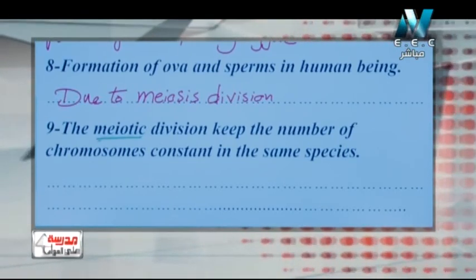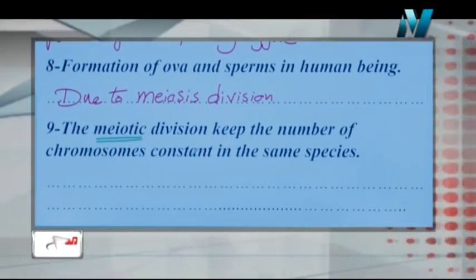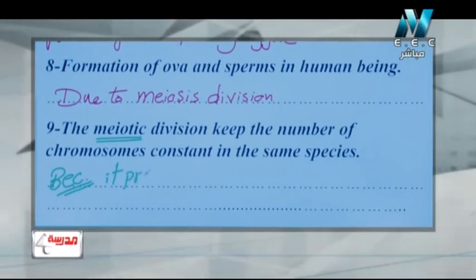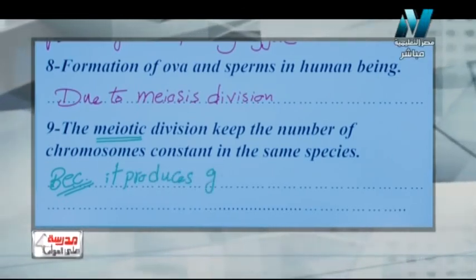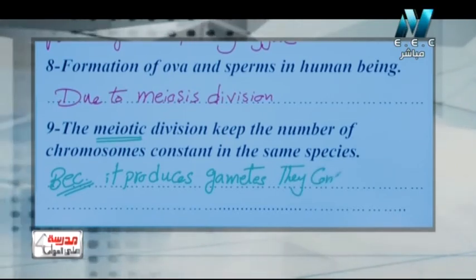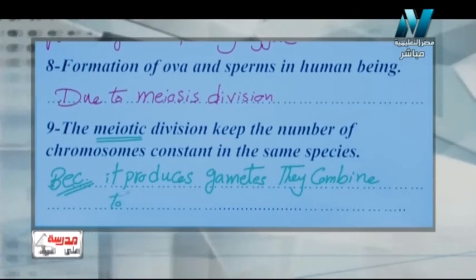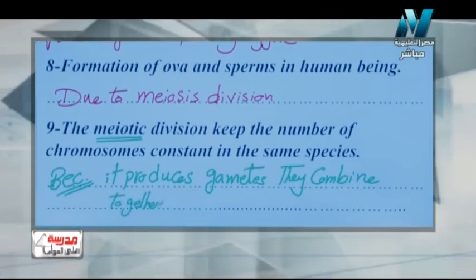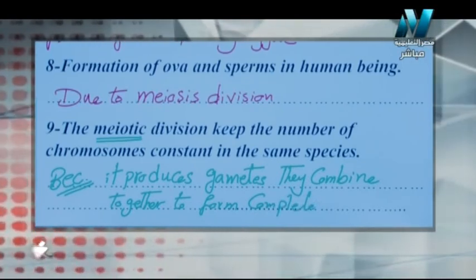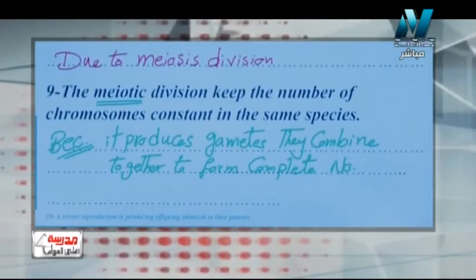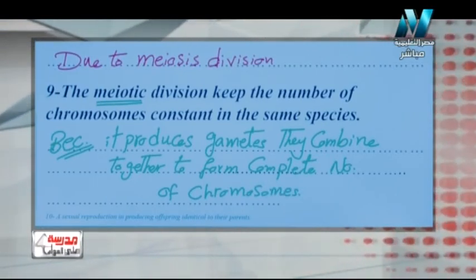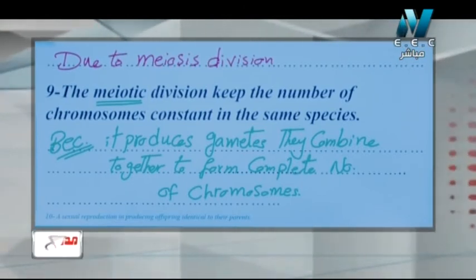The meiotic division keeps the number of chromosomes constant in the same species. Be careful, it says something strange. Meiotic division keeps the number of chromosomes constant. How come? I say because it produces gametes. But the gametes have half the number of chromosomes. They combine together during fertilization to form a complete number of chromosomes. Note that here the meiotic forms gametes, and the gametes combine together to form a complete number of chromosomes.